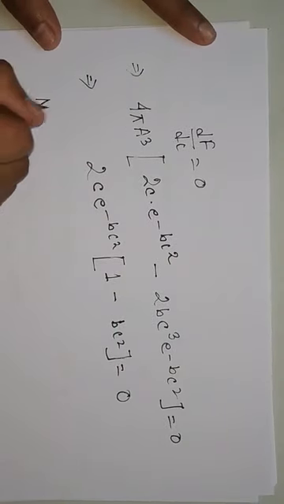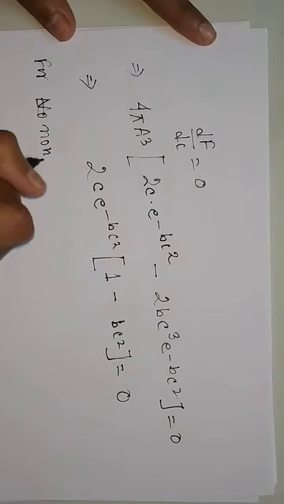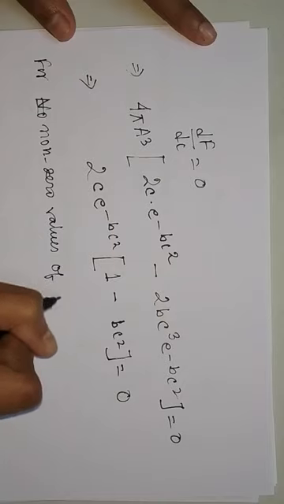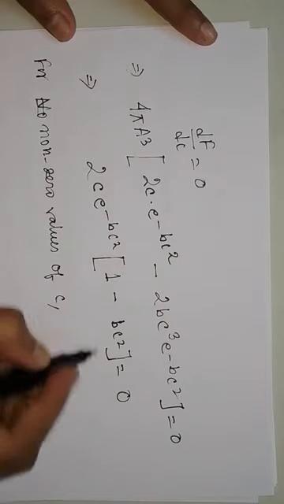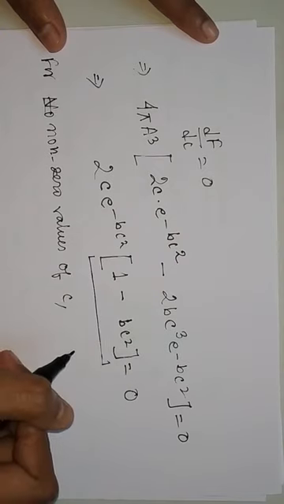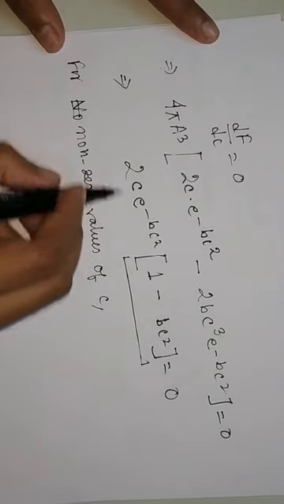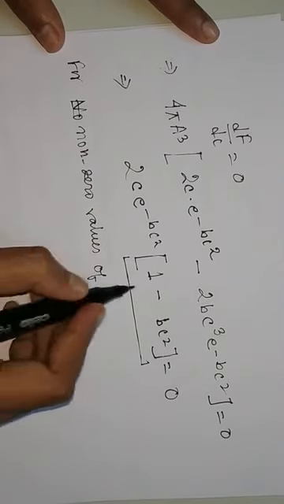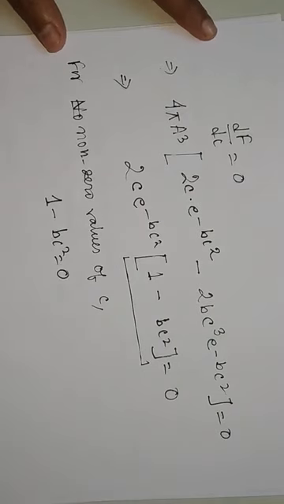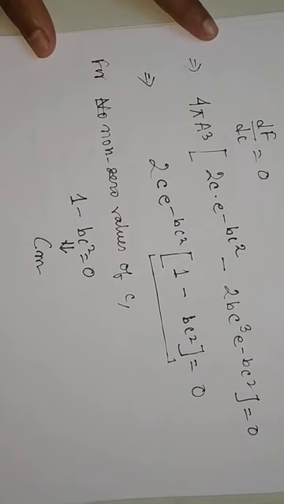Now for non-zero values of c, this whole equation will hold true only if 1 minus b c square equals 0. Okay, and this c corresponds to this cm.